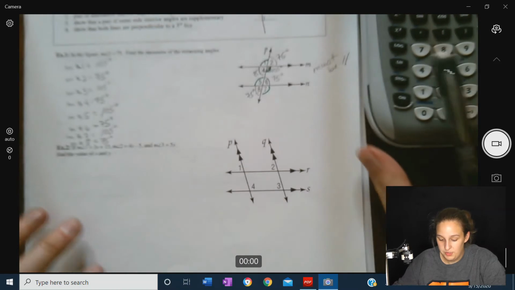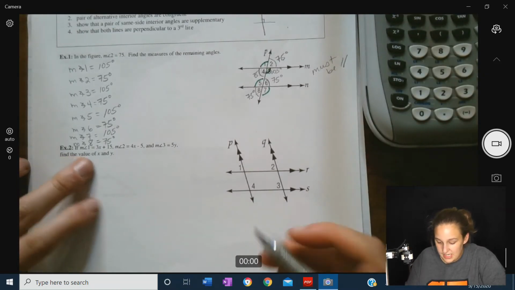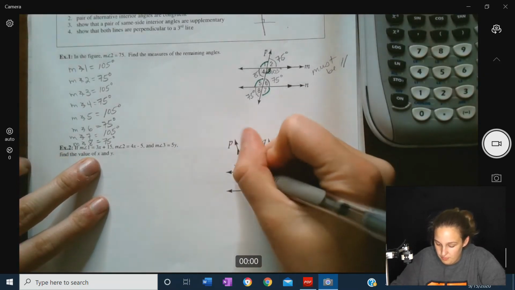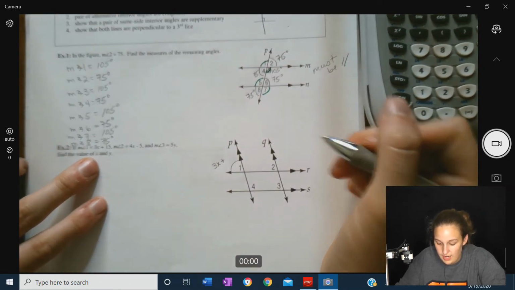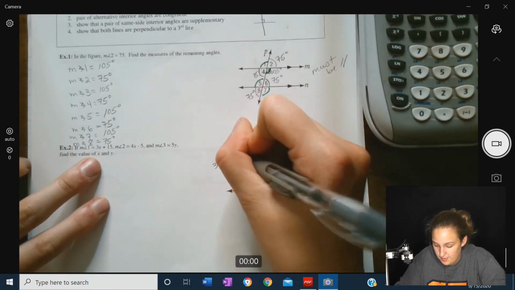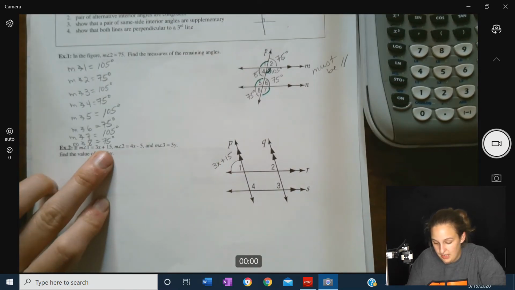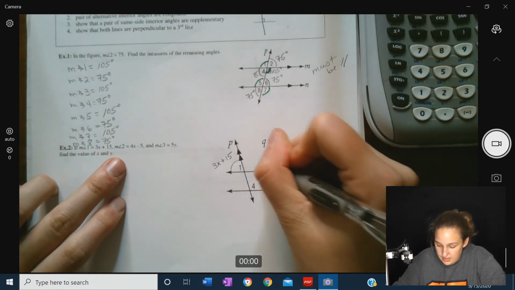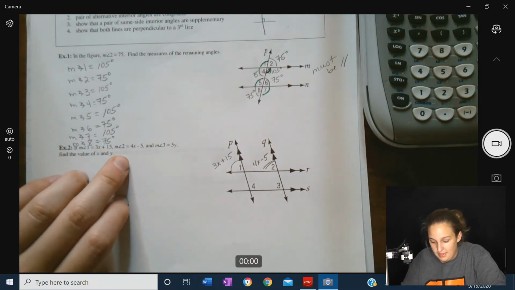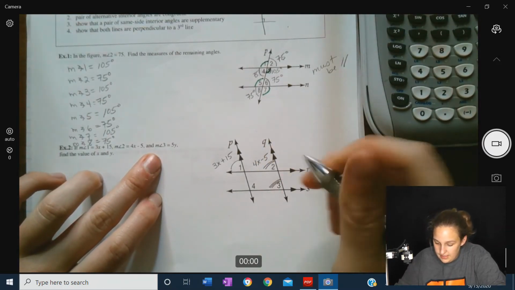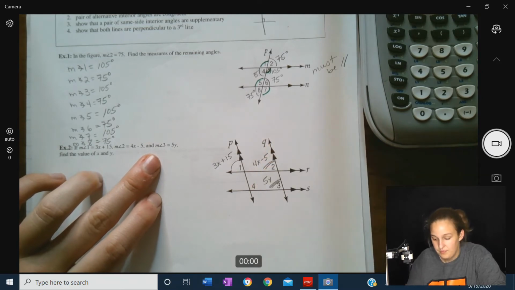All right, let's do number 2. So in this case, we know that the angle of 1 is 3x, and I always recommend that you just write these down in your picture if you have space. 3x plus 15. And then 2 right here is going to be 4x minus 5. And then 3 is going to be 5y.